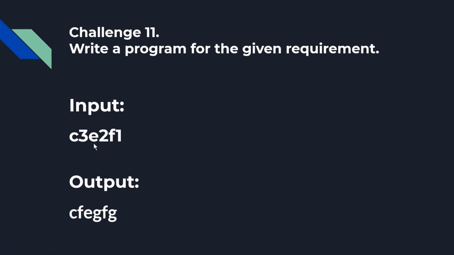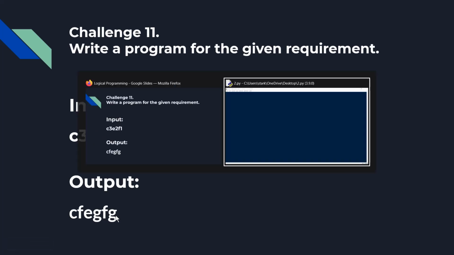And then E, we are having the next digit is 2. We have to print the second alphabetical next from E. What is the second alphabetical next from E? F, G. So G we have to print. And the first alphabetical next from F. What is the next alphabetical of F? G. So the output is C, F, E, G, F, G. So we have to implement the logic for this one, right?